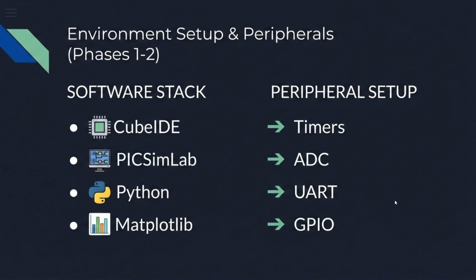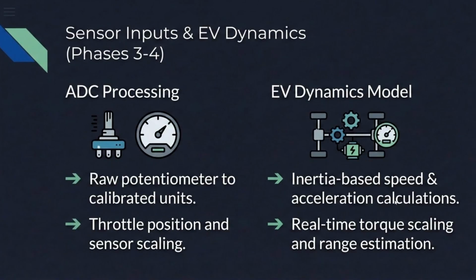On the microcontroller side, several peripherals were configured. Timers generated precise timing. The ADC, which is the analog to digital converter, converted analog voltages into digital values. And the UART handles serial communication. GPIO pins connected the sensors to the controller.